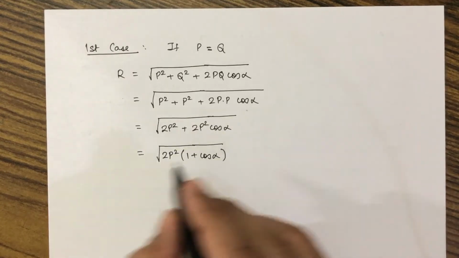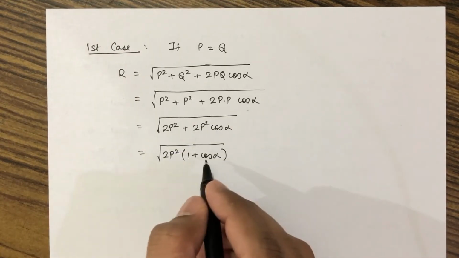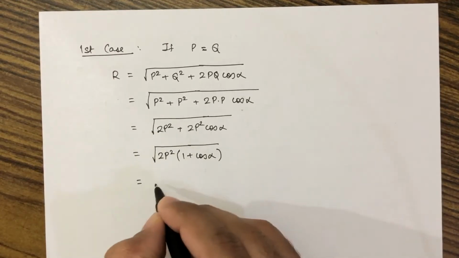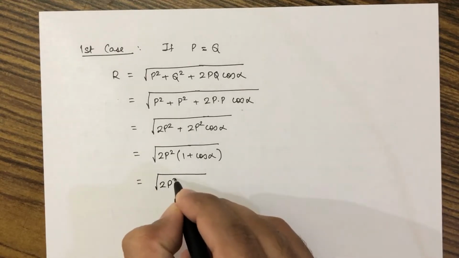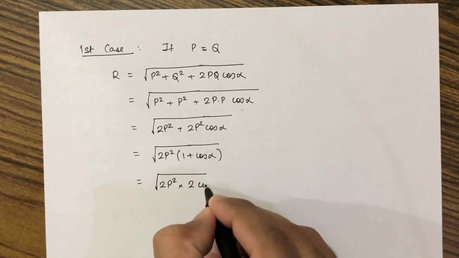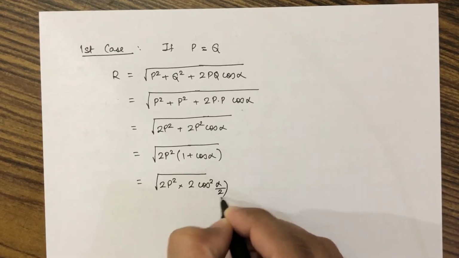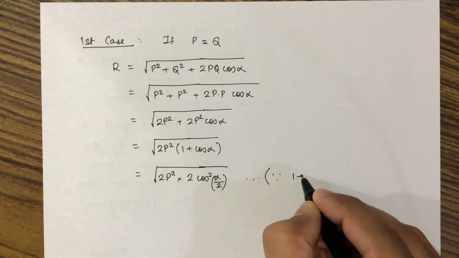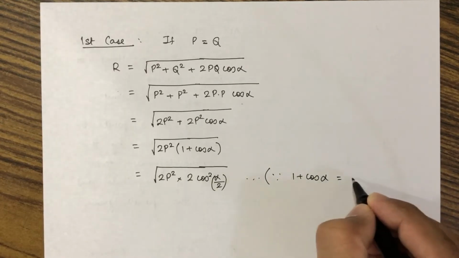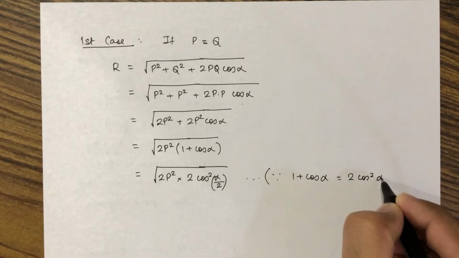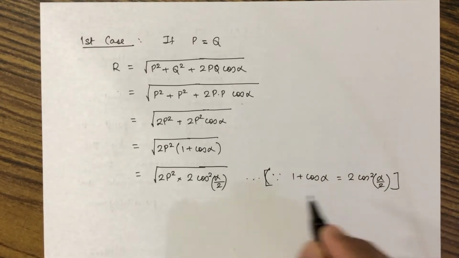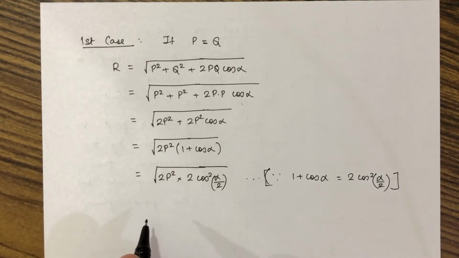Now we know that 1 plus cos alpha can be written as 2 cos square alpha by 2, so 2P square into 2 cos square alpha by 2, as 1 plus cos alpha is equal to 2 cos square alpha by 2. This is a basic trigonometric formula.